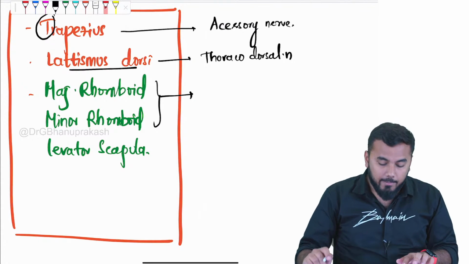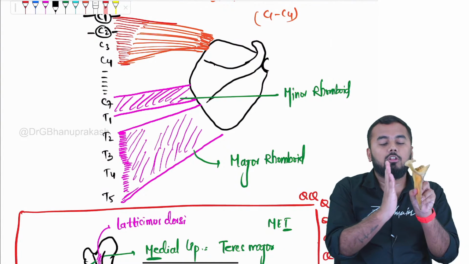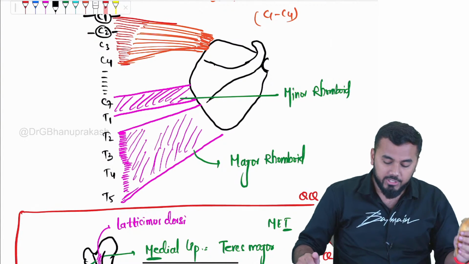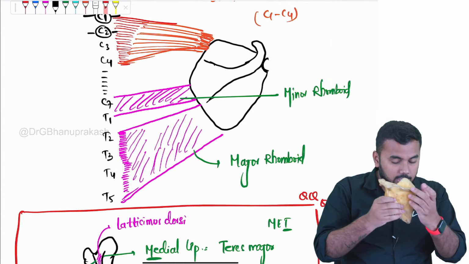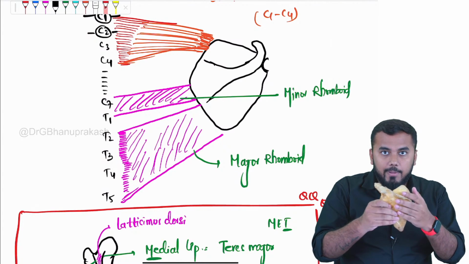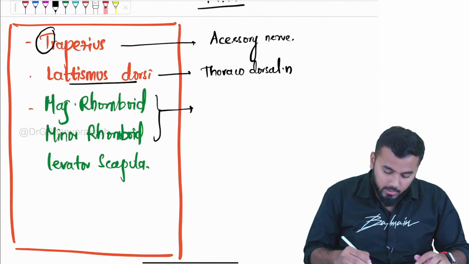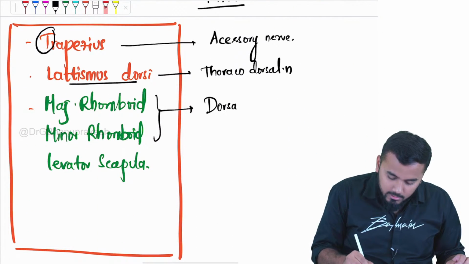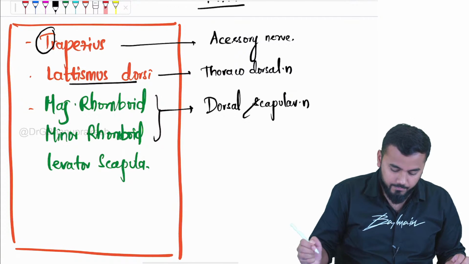Major and minor rhomboid are attached to the scapula. But where are they attached to the scapula? On the ventral side or on the dorsal side? Look in the picture. Wherever there is the spine, that is the dorsal side. They are attached onto the dorsal side of the scapula. So can I call it the dorsal scapular nerve?